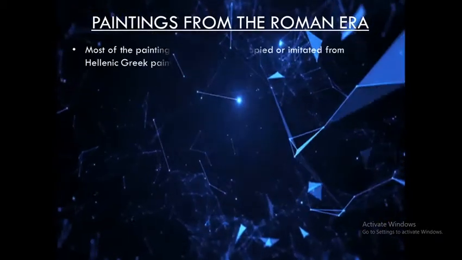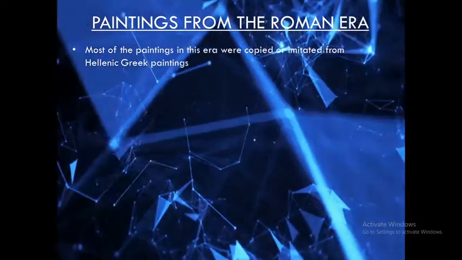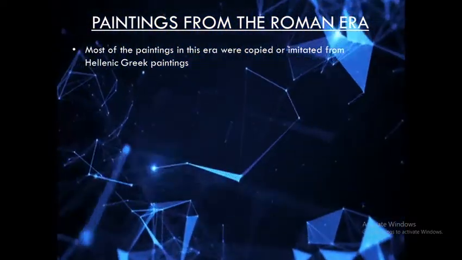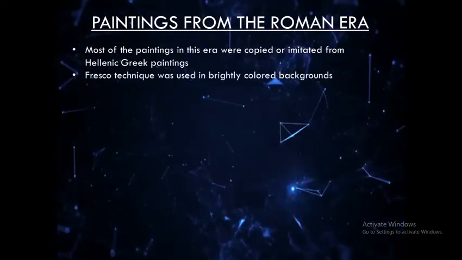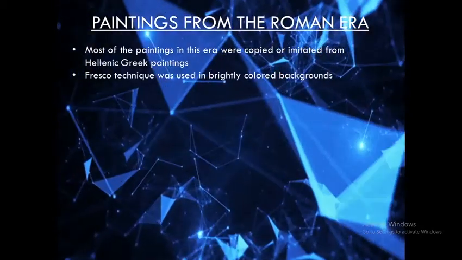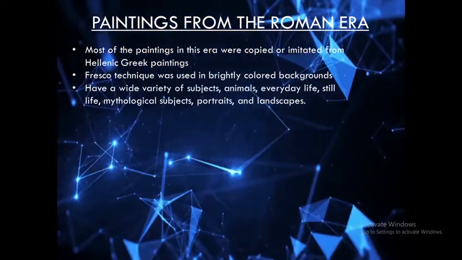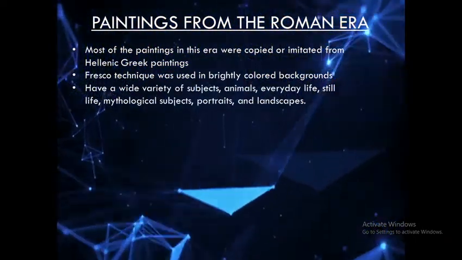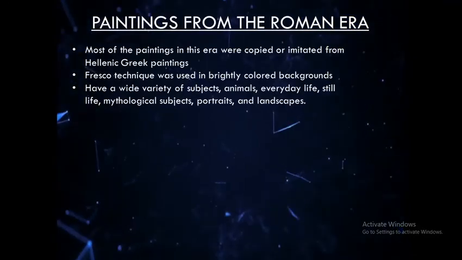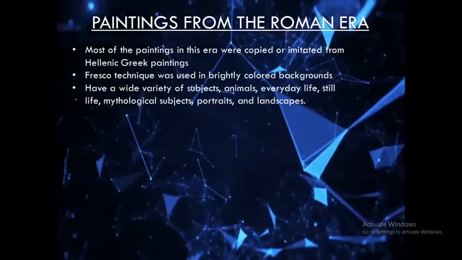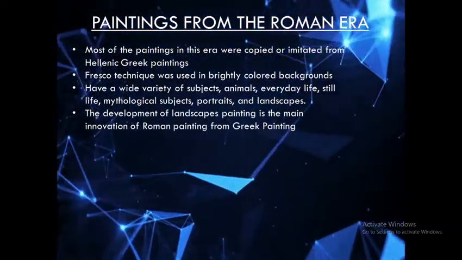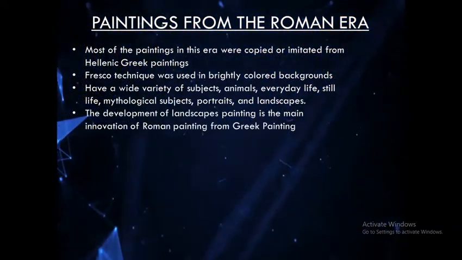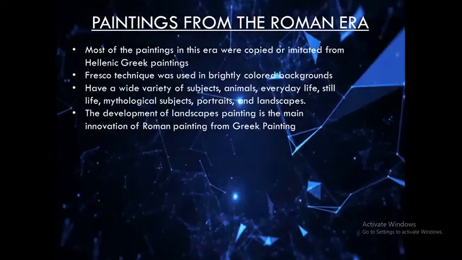Paintings from the Roman era. Most of the paintings in this era were copied or imitated from Hellenic Greek paintings. Fresco technique was used in brightly colored backgrounds. They have a wide variety of subjects: animals, everyday life, still life, mythological subjects, portraits, and landscapes. The development of landscape painting is the main innovation of Roman painting from Greek painting.